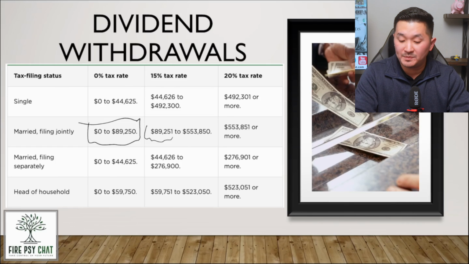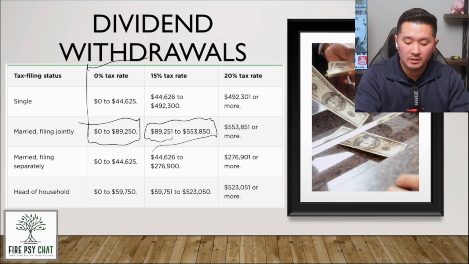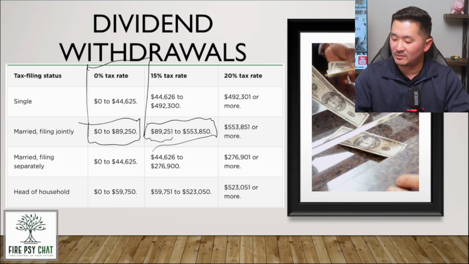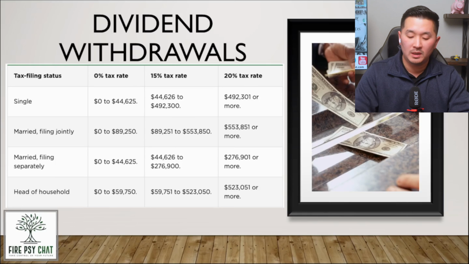$89,250. Up to $553,000 is taxed at 15%. But this one is all taxed at 0%. How incredible is that, right? Which is still lower, even at 15% it's still lower than the ordinary income tax. And if you're single, it's half of that.